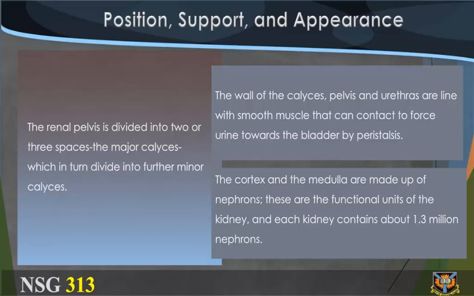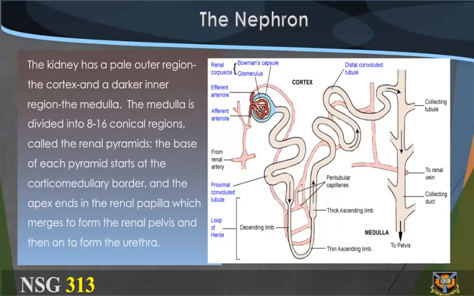The cortex and the medulla are made up of nephrons. These are the functional units of the kidney, and each kidney contains about 1.3 million nephrons. Diagram of the nephron. The kidney has a pale outer region, the cortex, and a darker inner region, the medulla.